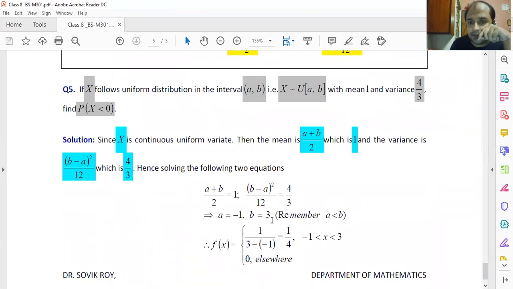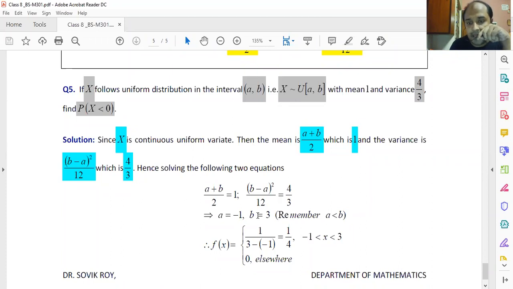Remember, while solving, since there is a quadratic equation, other possibilities will arise. You are going to reject those possibilities with proper logic. One logic is that a must be less than b. Another is that you are dealing with a probability density function, so do not consider any value which gives you a negative probability. By applying those conditions, I'm getting a = -1 and b = 3.